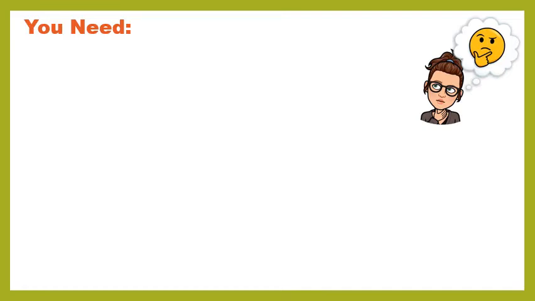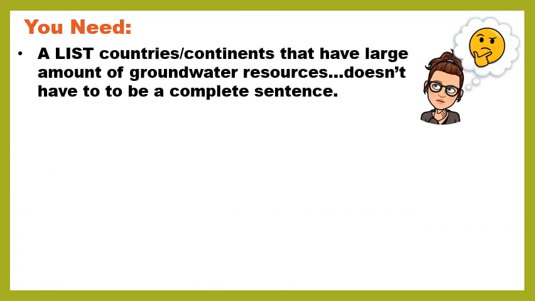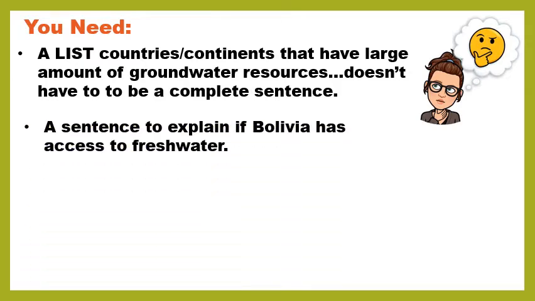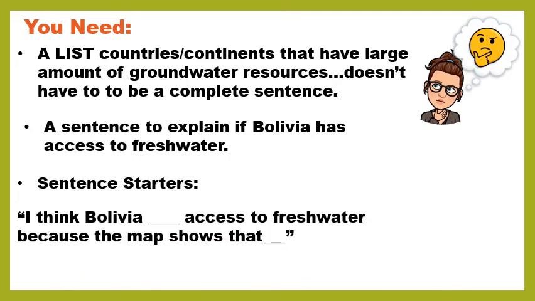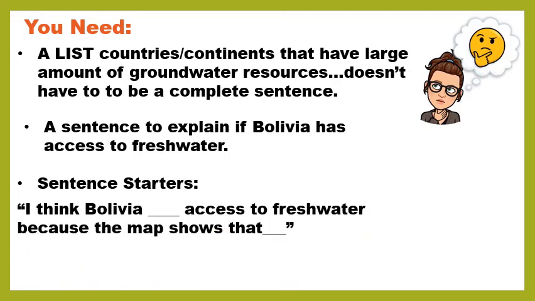Let's talk about what you need to get full credit for this assignment. You need, first off, a list of countries and continents that have large amounts of groundwater resources. Now, this is a list, so it doesn't have to be a complete sentence. You just list things off. But for the second part of the homework, I do need a complete sentence to explain if Bolivia, country in South America, has access to fresh water. I'd like you to use the sentence starter: I think Bolivia, and you'll fill in, has or has not access to fresh water because the map shows that blah, blah, blah. So you need to fill in something that supports your answer based on the map.